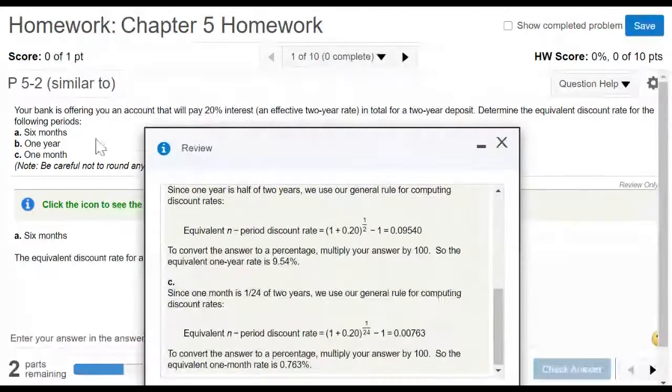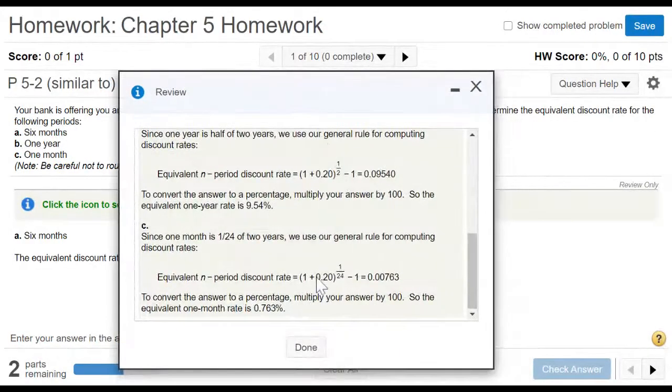Now it's saying to you for 1 month, right? So 1 plus 0.20, 1 divided by 0.24, the exponent of that, right? And then minus 1, you're going to come out to 0.763. You move the decimal place 2 places, 0.763.